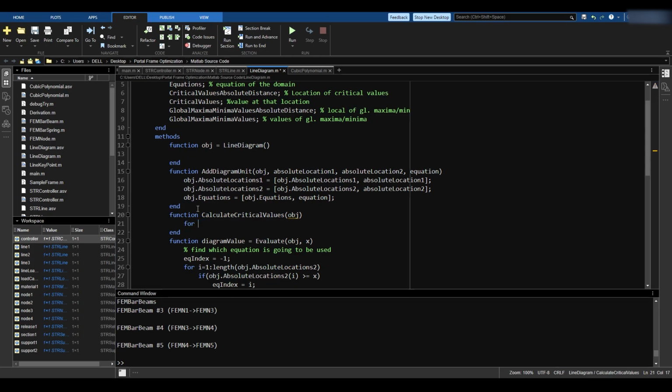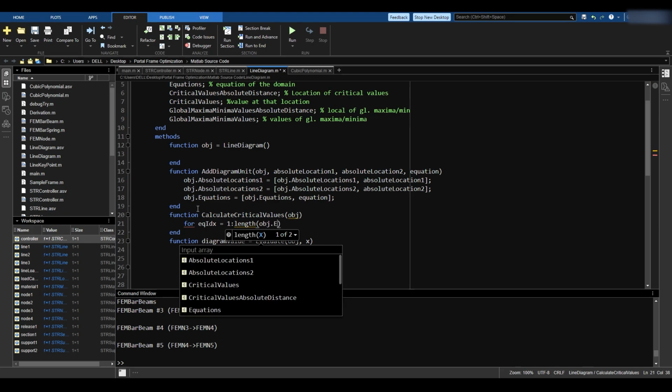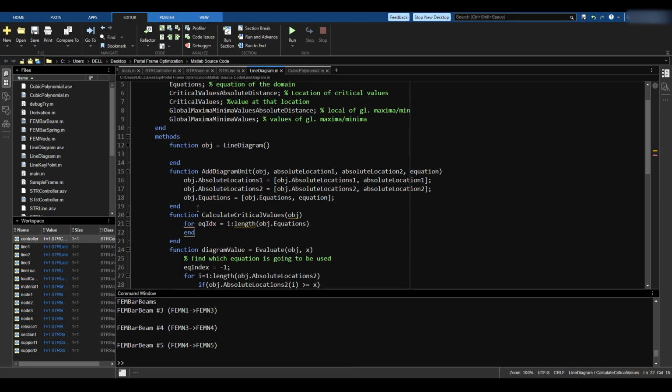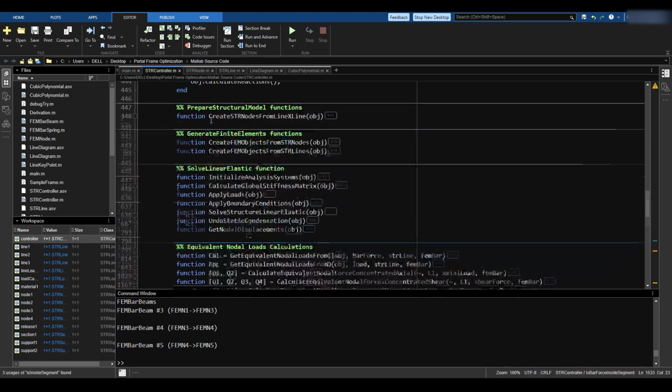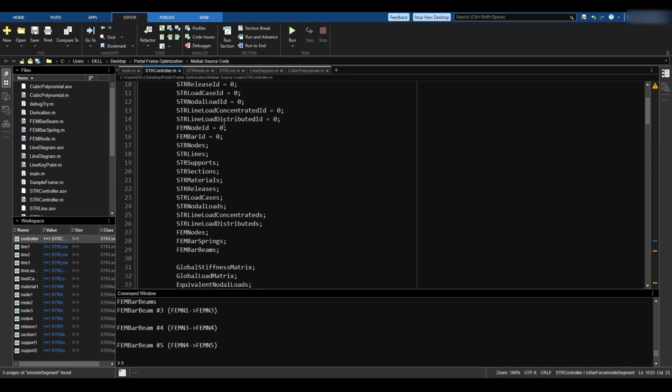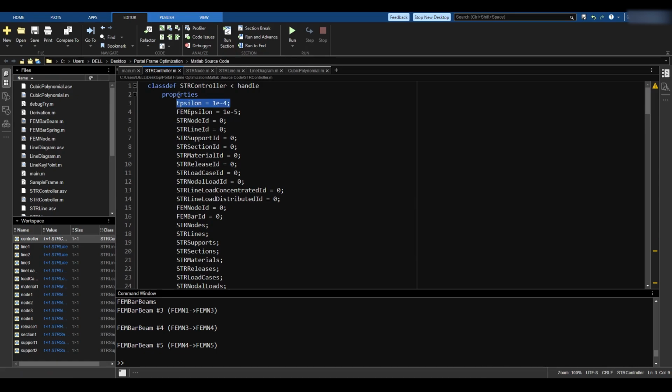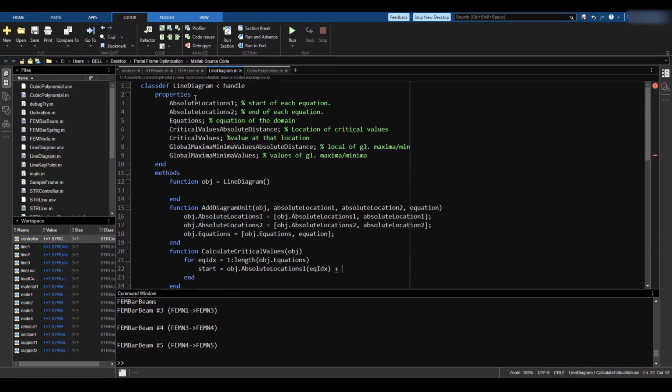So here, for equation index from 1 all the way to the length of object.equations. And so now I'm passing through every single equation. For the start x value, I'm going to take object.absolute locations 1 of equation index plus, I think I need an epsilon here because I'm afraid of the evaluate mean. Okay, let's put an epsilon. Let me just copy this epsilon very quickly and paste it somewhere here.